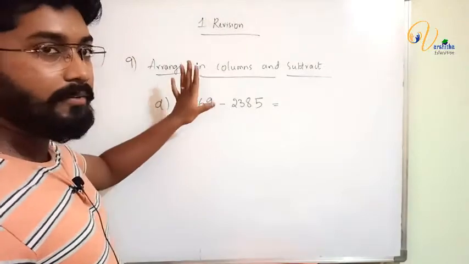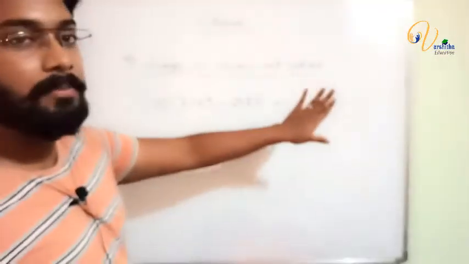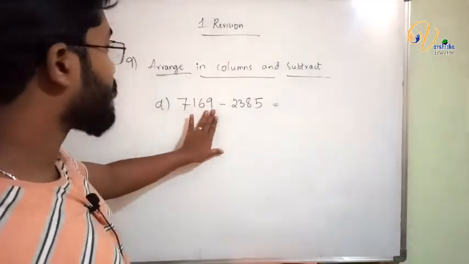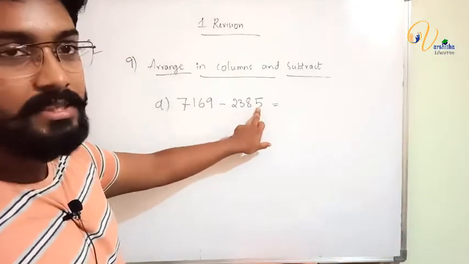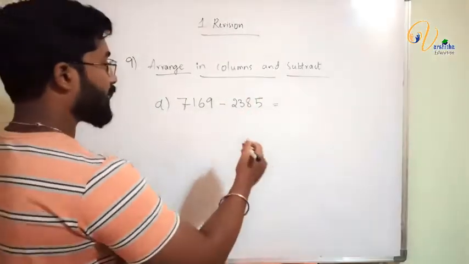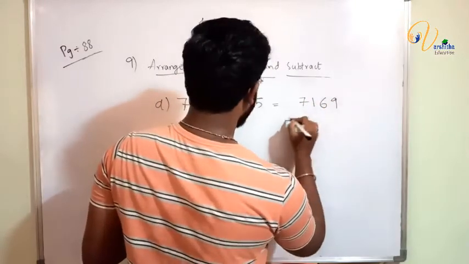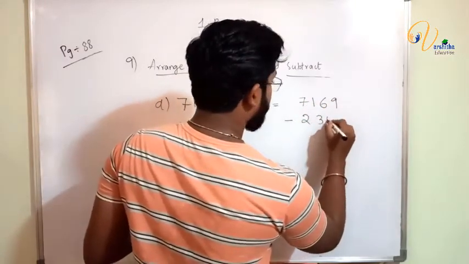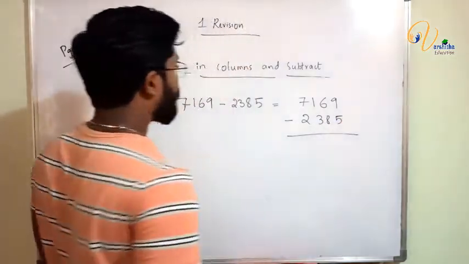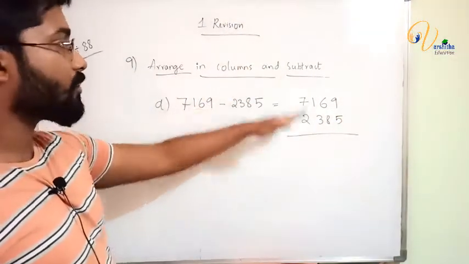7169. What is the heading first of all? Arrange in columns and subtract. So 7169 minus 2385, this is the question. What do you have to do first? Arrange in columns. 7169 minus 2385. After arranging, what do you have to do? You have to subtract them.